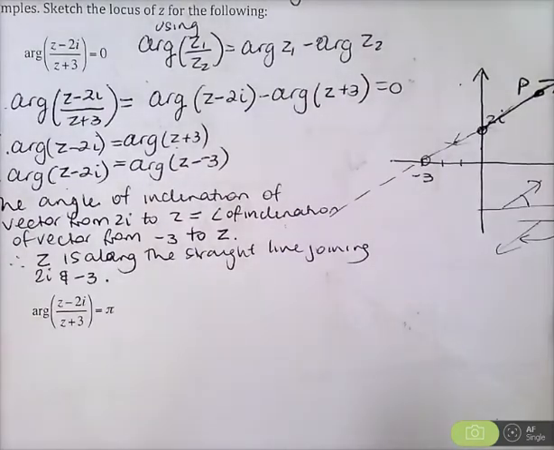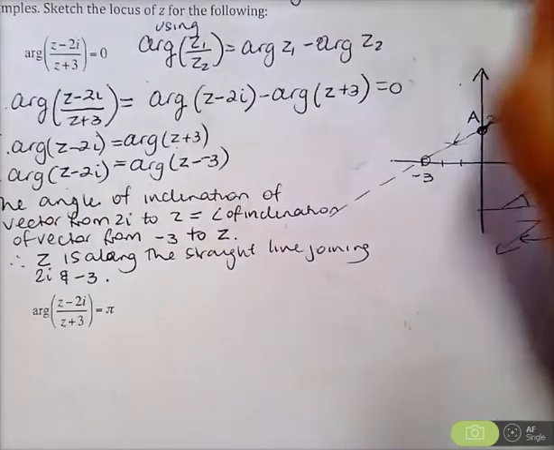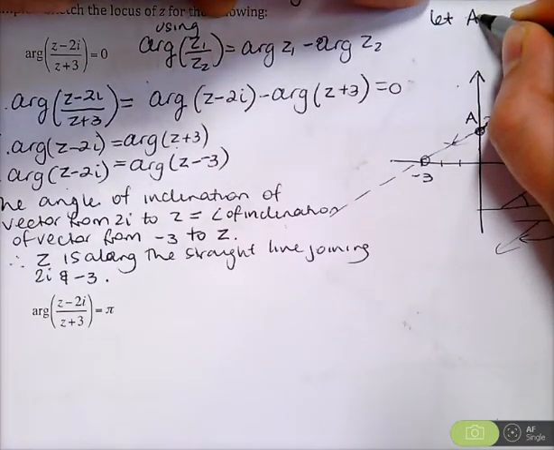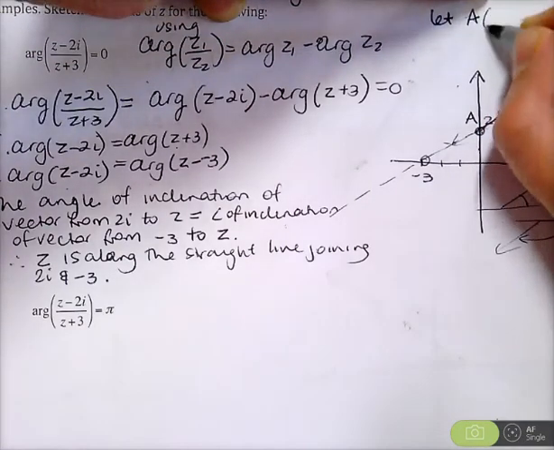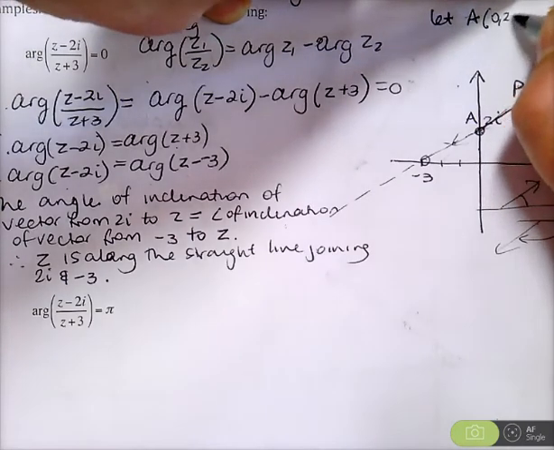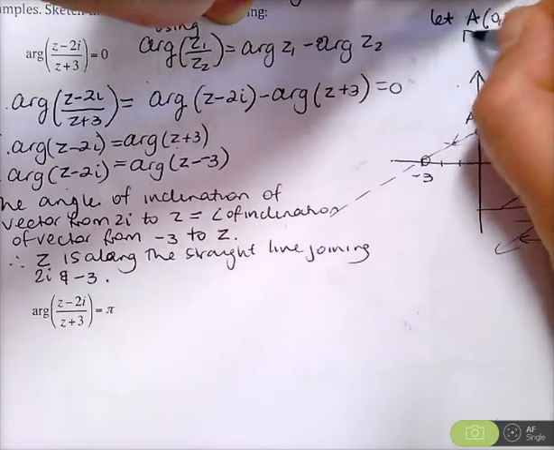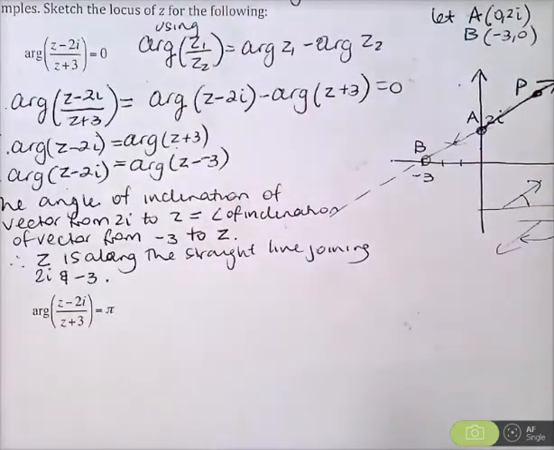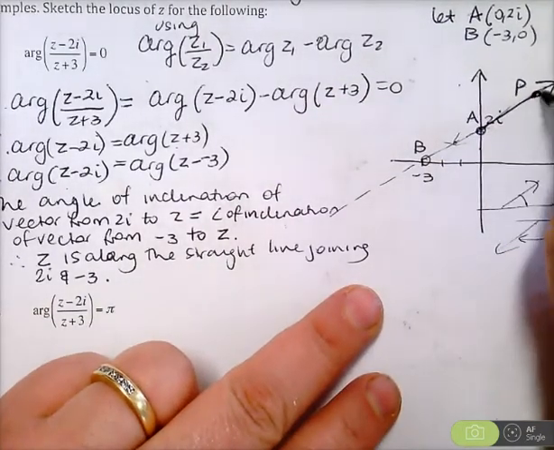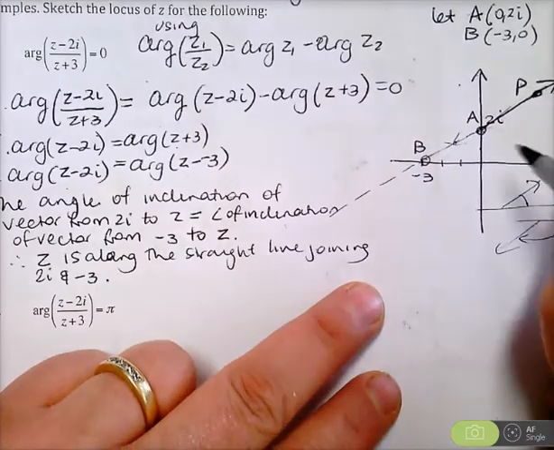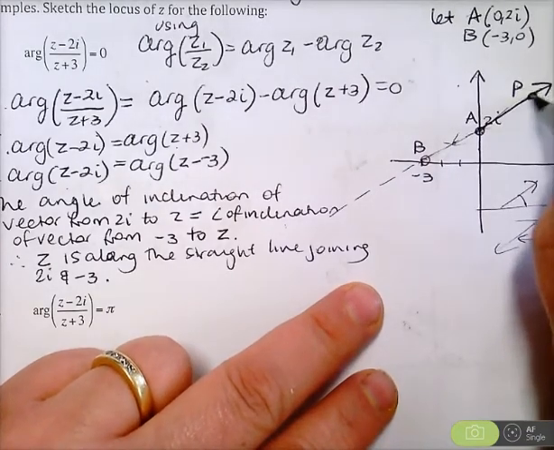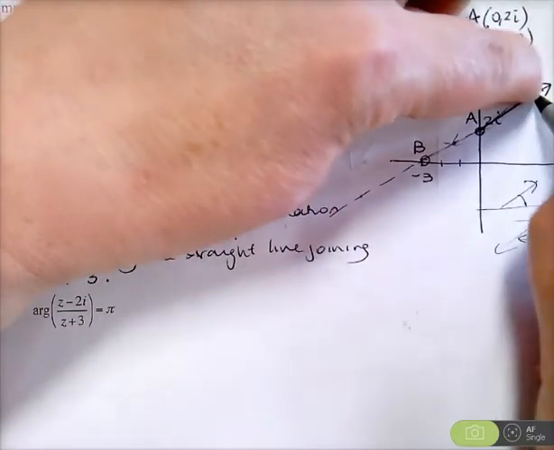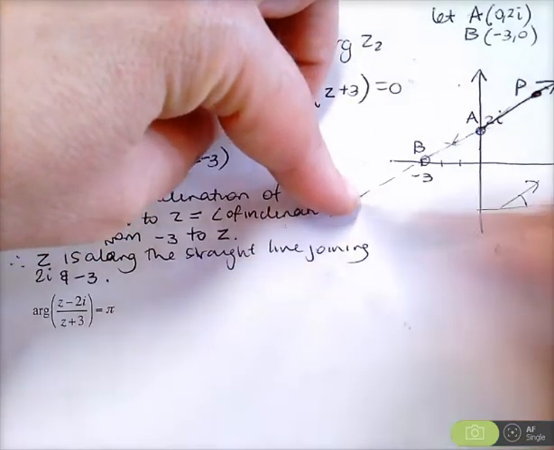Okay, so I'm going to let A be the point, that complex number 2i, (0, 2i). I'm going to let B be the complex number -3, 0. Now, that means AP goes that way, and so does BP. So Z has to lie out here, or it could actually lie down there. So Z, or point P, is either up here or down there, but not both.